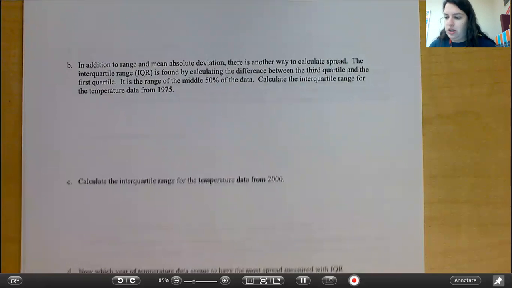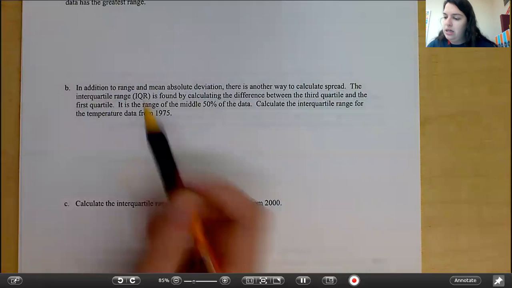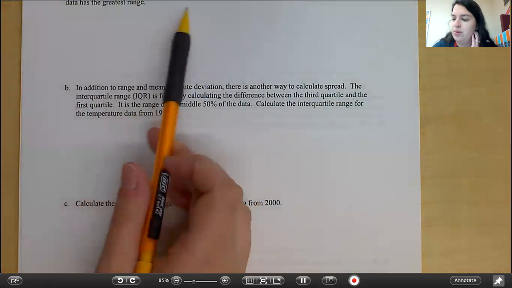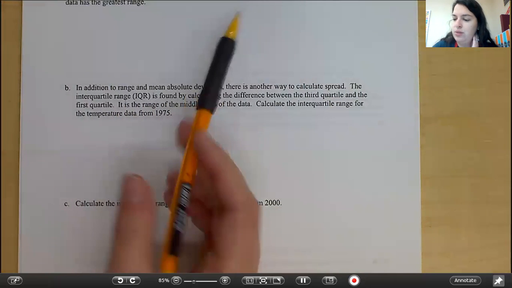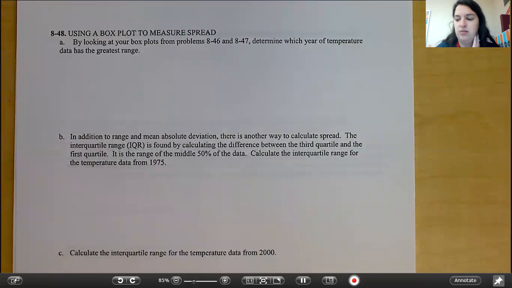One final thing I want to talk about is 848. So in 848, we are introduced to interquartile range. So at the beginning, it says, by looking at your box plots on problems 846 and 847, determine the year the temperature had the greatest range. So remember, range is your maximum minus your minimum.